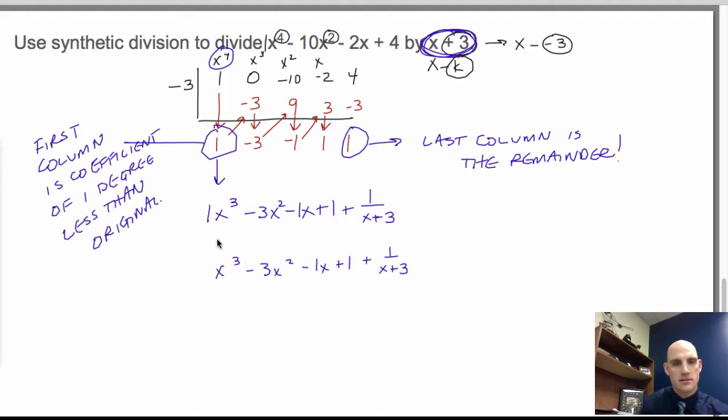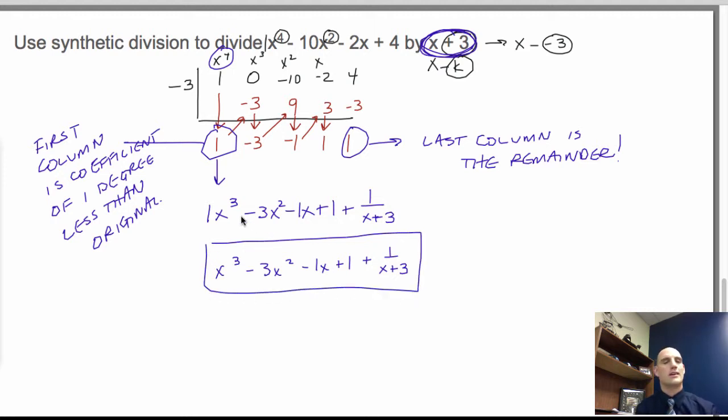This is my answer. So that is what you would write down when you use synthetic division to divide. Nice little shortcut, don't have to worry about adding, it takes up much less space. So I'm adding this way, multiplying across.